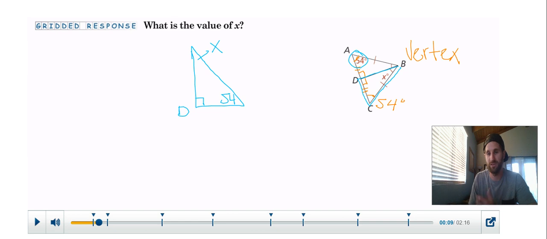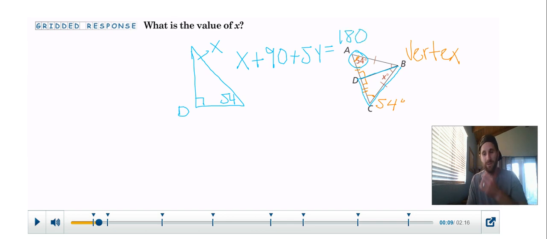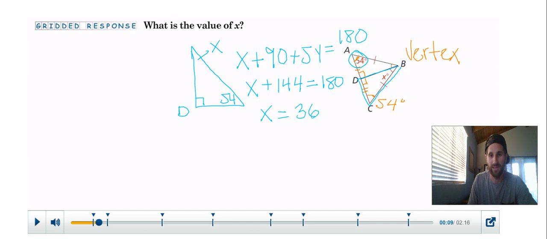Okay, well, this looks like a pretty basic algebra problem for us. We're going to do x plus 90 plus 54 is going to equal 180 degrees. So we're just going to go ahead and add 90 and 54. That's going to be 144. And then we subtract it from 180, and we're going to get the value of 36. So x is 36 degrees. Okay? So kind of using that theorem again, we're always applying our theorems in our pictures.